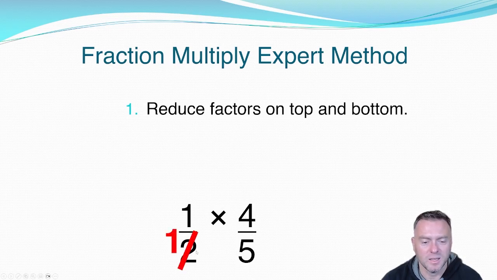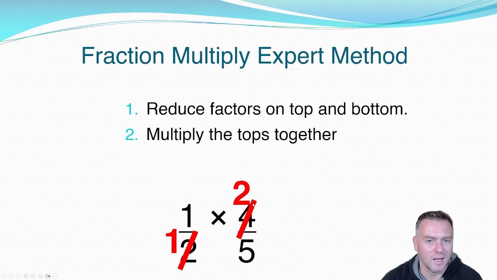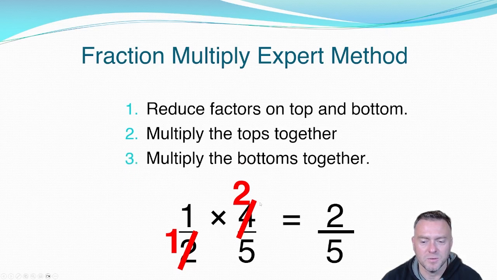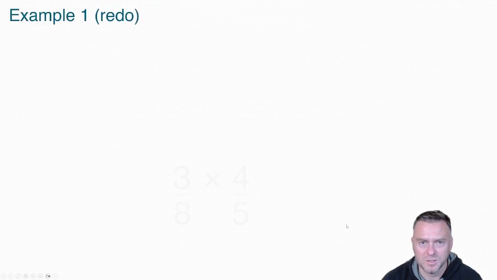So that cancels out to give us 1, and then that cancels out to give us 2. Then we do exactly the same step as we did before. So we multiply the tops together. So then 1 times 2 gives you 2. And then 1 times 5 gives you 5. And then you do a little check to see if you can reduce it, but you actually have done the reduction already. And that's pretty much the steps.